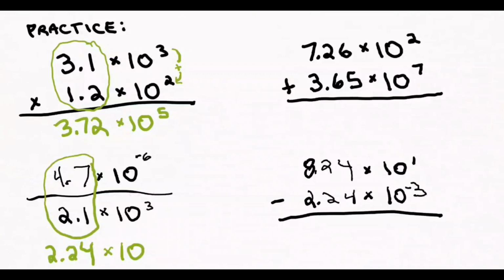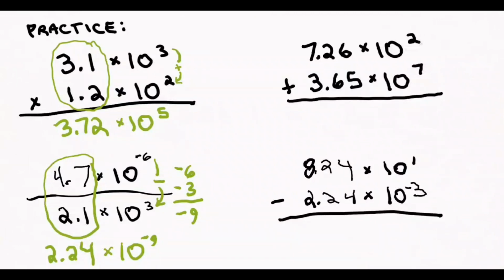And then we can just bring this times 10 down. We just need to know what the exponent is going to be. Now this is division, so you need to subtract the bottom number from the top number. So negative 6 minus 3. Negative 6 minus 3 is negative 9. So this exponent is going to be negative 9. So the whole answer is 2.24 times 10 to the negative 9.